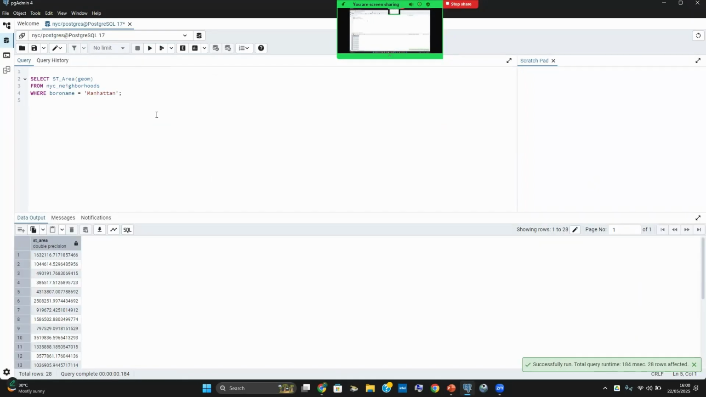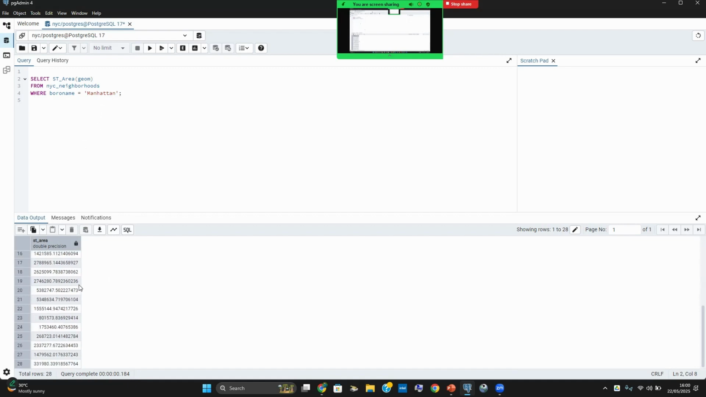So what you're seeing here is just the area for the different neighborhoods in Manhattan. What we don't have here is the names of those neighborhoods. So this itself is a bit meaningless, but you know the values. If you're looking for the highest or lowest, you can get that, but it doesn't mean a lot without the name of the neighborhood present, and it's not in any order, it's just random as well.